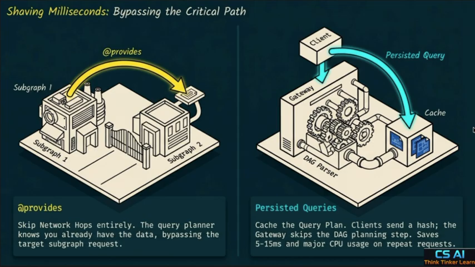To shave off even more milliseconds, we bypass the critical path. The @provides directive allows the query planner to skip a network hop if a subgraph already has a copy of the required data. We also use persistent queries, where the client sends a hash instead of a full query string. The gateway caches the query plan for that hash, skipping the expensive DAG planning step entirely. This saves 5 to 15 milliseconds of CPU time on every repeat request.